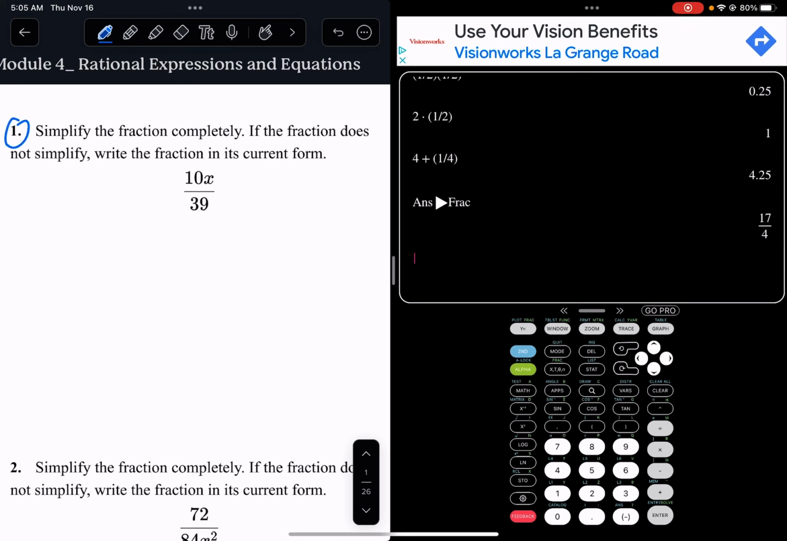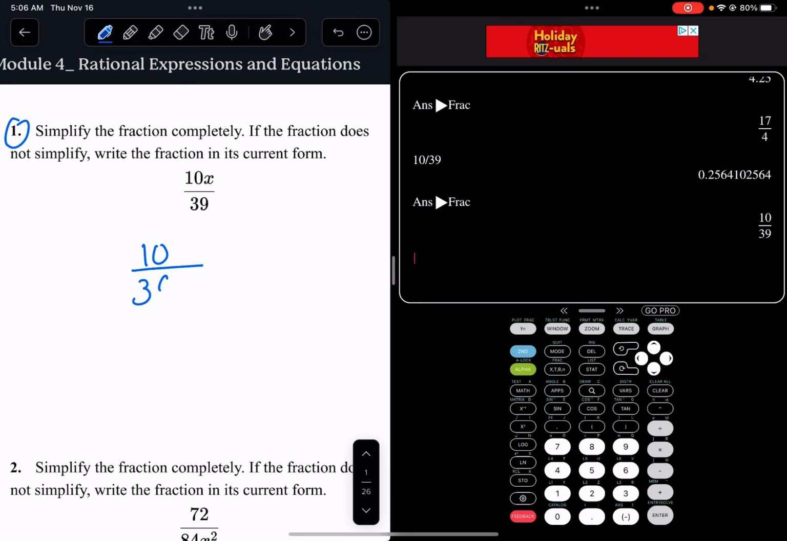If you see, we have 10 over 39. So you want to check to see if you can simplify this fraction. Now, of course, you can try and do it in your head. You also can just do it on your calculator if you do 10 divided by 39, and then you want to get it back into a fraction, it'll reduce it for you. Now, as you can see, you can't simplify it. 10 over 39 does not simplify. So it stays as 10 over 39.